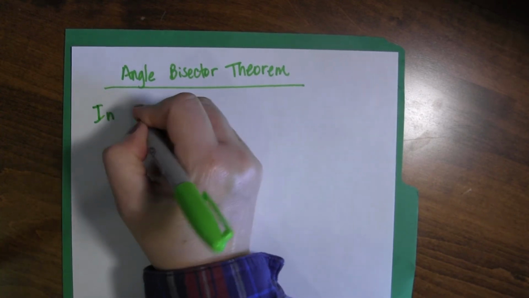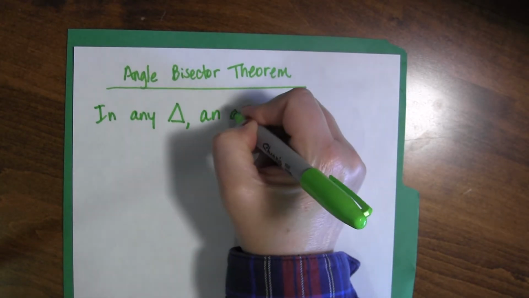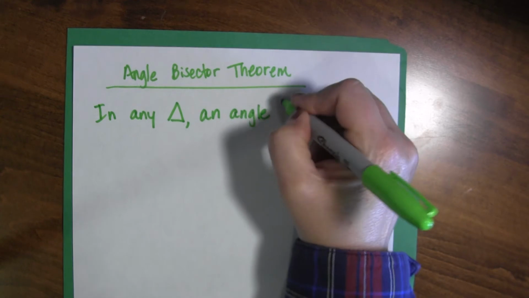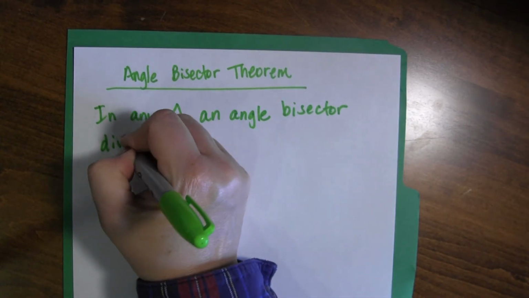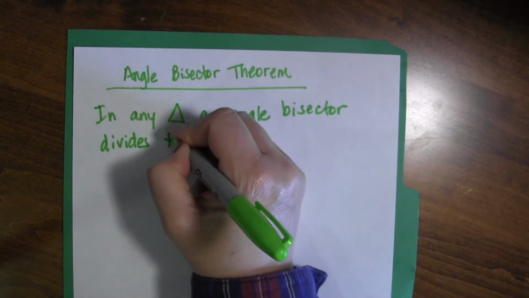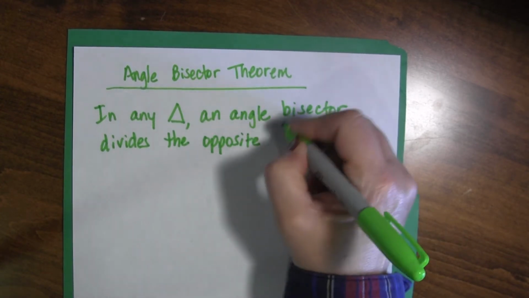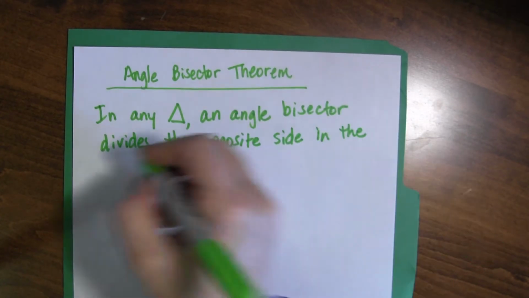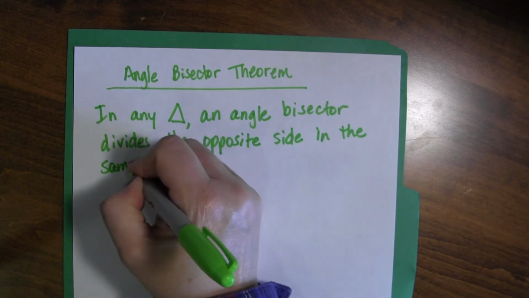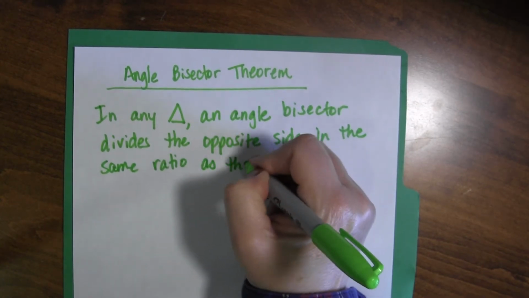It says in any triangle, an angle bisector divides the opposite side in the same ratio as the other two sides.